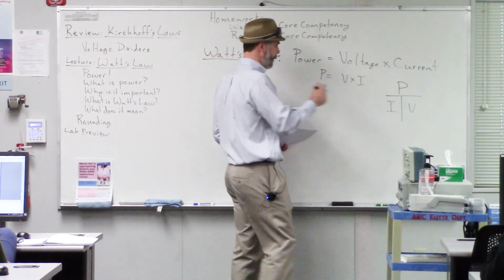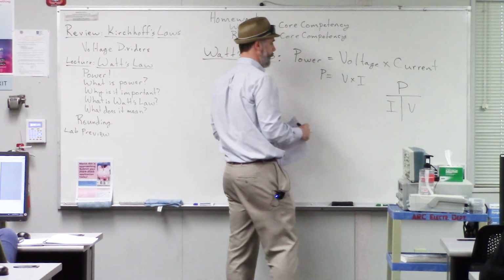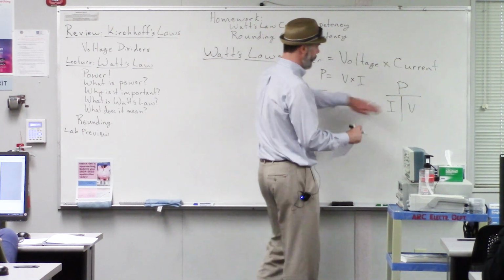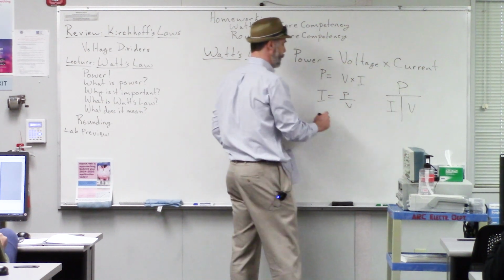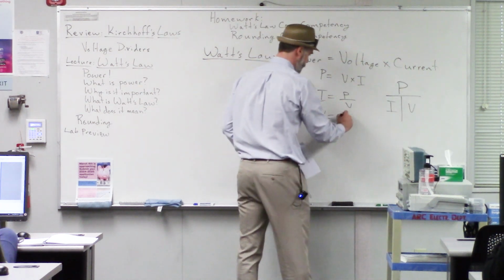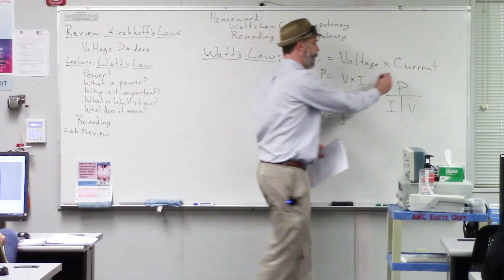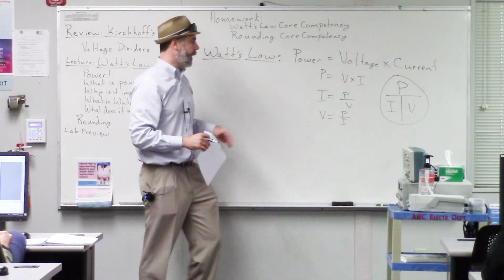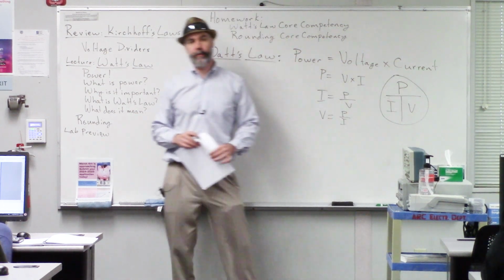So if you want to find power, you would write down P equals, and you cover that up. You see that it's I times V. If you wanted to find current, you would say I equals, cover that up. You can see it's P divided by V. Or if you want to find the voltage, we write down V equals, we cover that up. We see it's P divided by I. Okay, so we can remember Watt's law in this form, and if we know two of those things, we can find the other one.